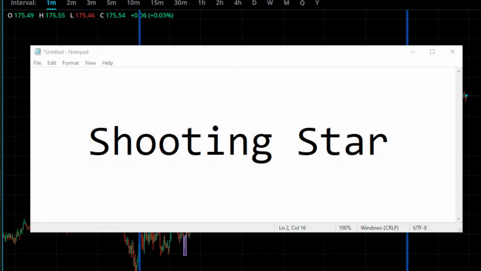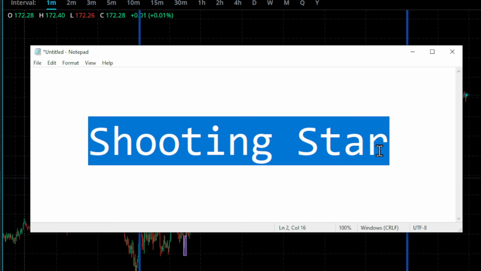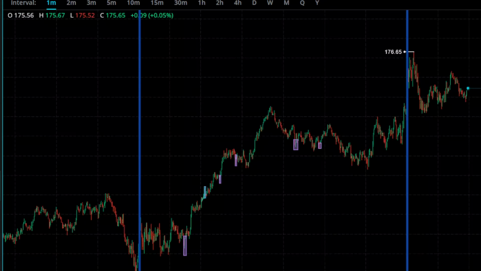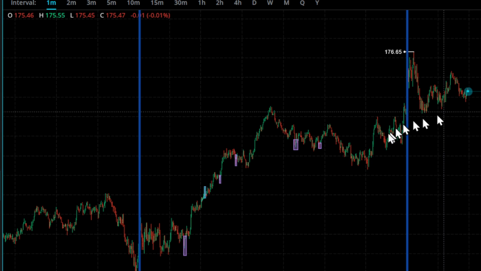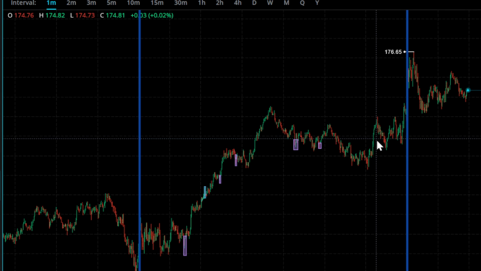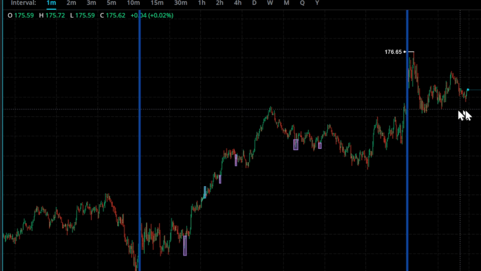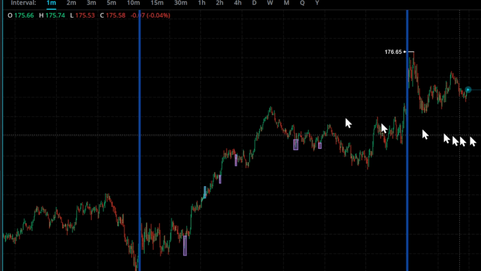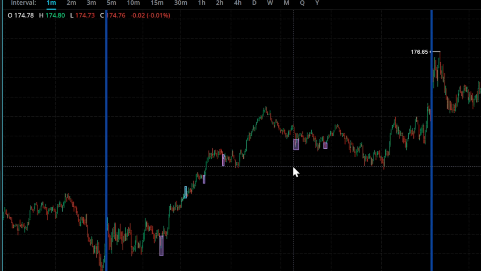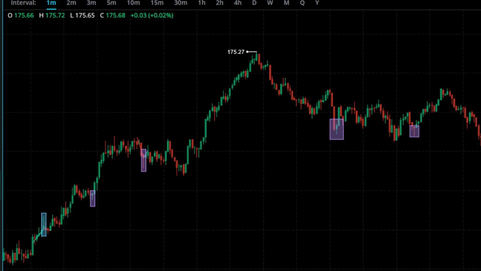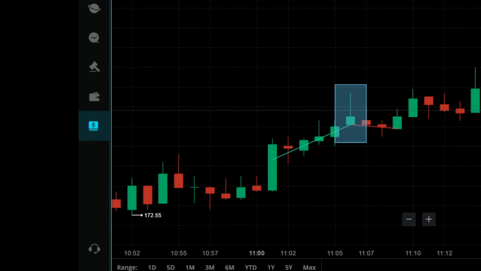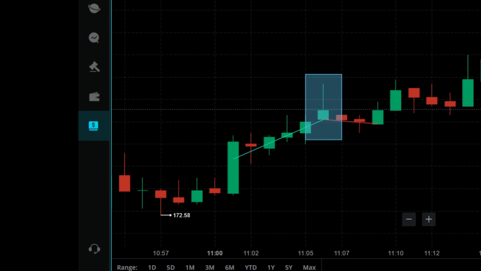Our next single candlestick pattern is the shooting star, and it's a good time to cover it because it's the opposite of the inverted hammer. Here we have our full day of trading. Obviously, we started recording earlier and the next trading day has started, but we're going to ignore that. Here I found one example of the shooting star. Now it's not very clearly defined. Well, the body of it is.